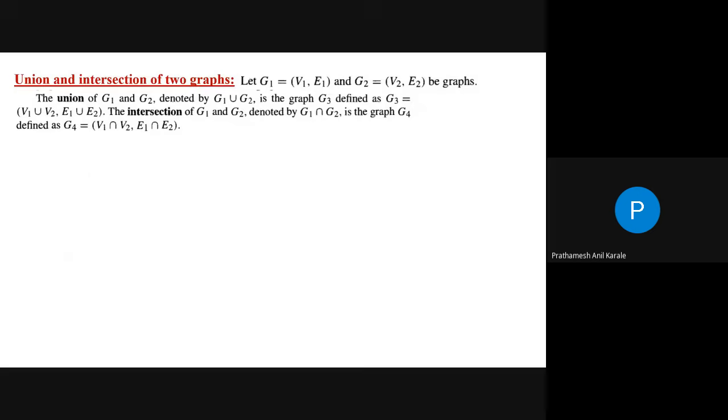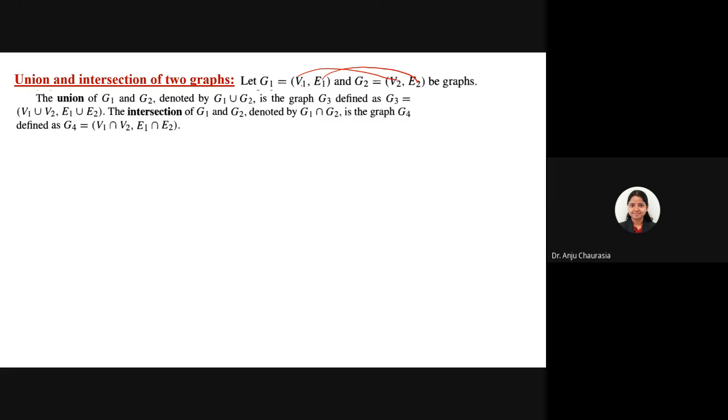Good. So now, the very simple set theory definition of union and intersection of two graphs. If you are learning graph theory, you should know this. If there are two graphs, G1 and G2, with vertex sets V1 and V2, and edge sets E1 and E2, what do you understand by the union of two graphs? Union of two graphs means you are going to take the union of these vertex sets and those edge sets. So a new graph is going to be created with the help of G1 and G2, means we are going to merge.